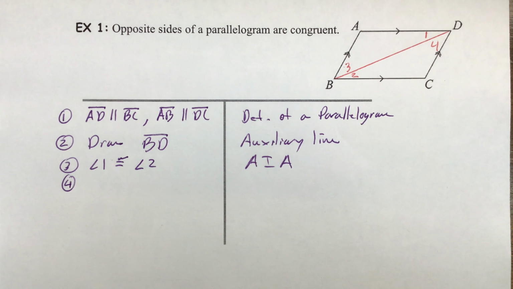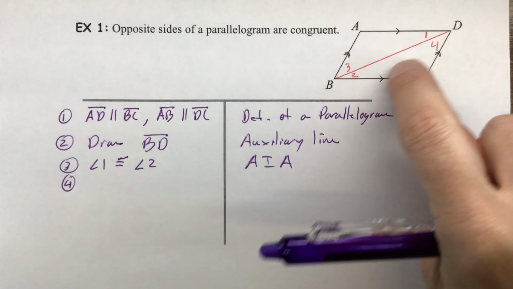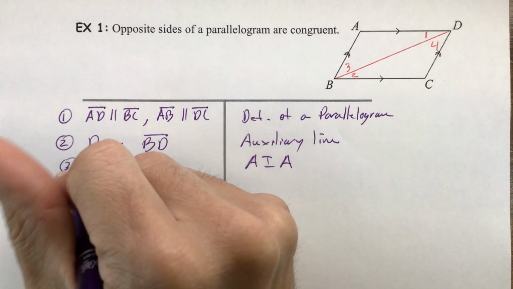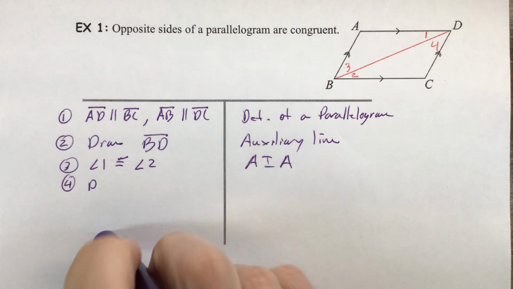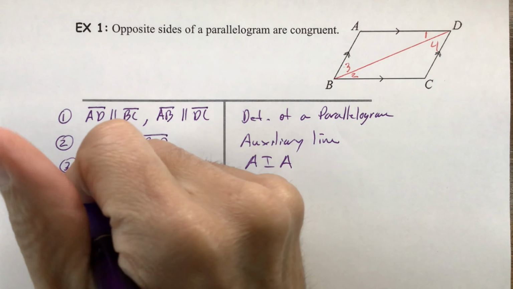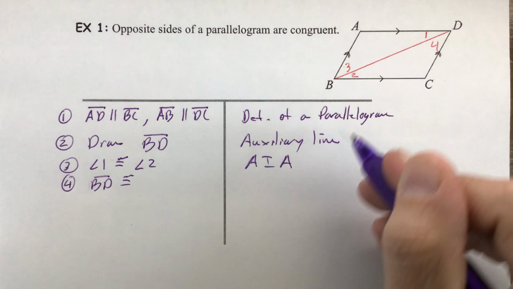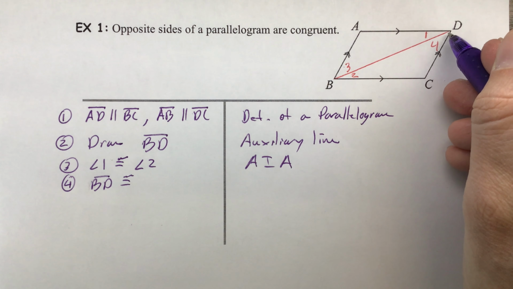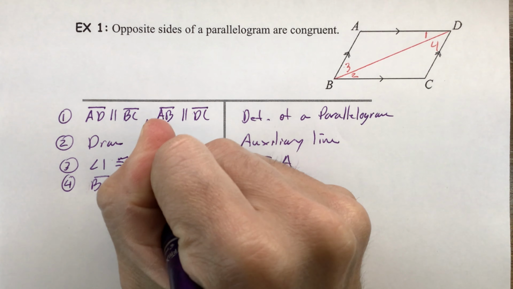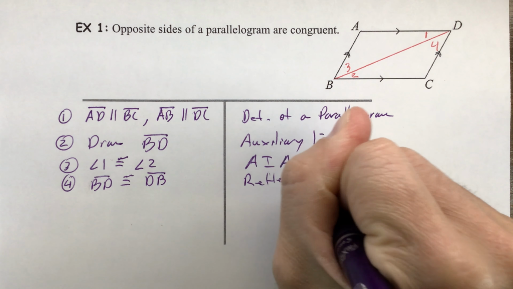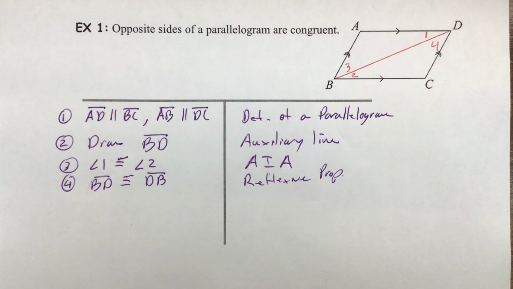So step 4, what I want to do is say that the diagonal that I have right here is congruent to itself. Let's say that BD is congruent, and on a technicality, I'm going to write it backwards. It's congruent to DB because of the reflexive property. Okay, and then I'm going to come back to angles 3 and 4.